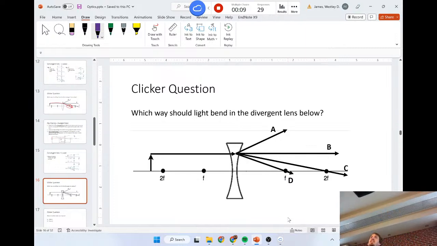And this answer is actually very, I won't give you hints. I was just going to say, this one's an easier one than the last one. I have a light ray going parallel. A is pointed up, B is pointed flat, C is pointed through a point that's 2 focal points away, and D is passing through the focal point. Which of these shows which way the light ray will bend?